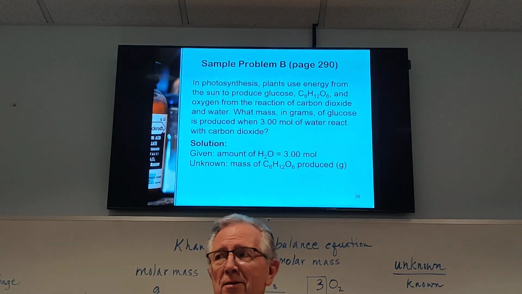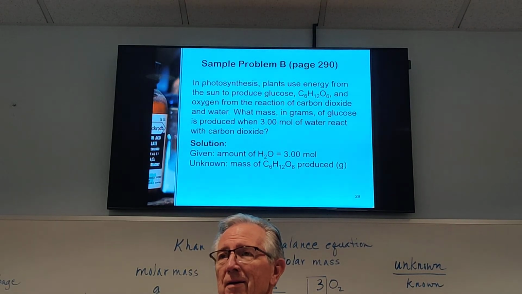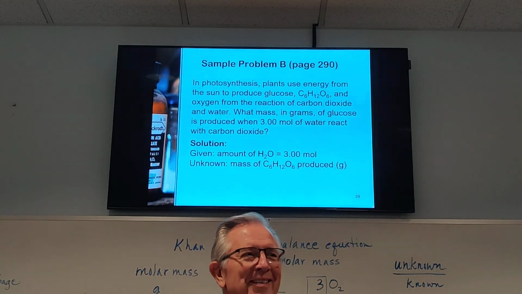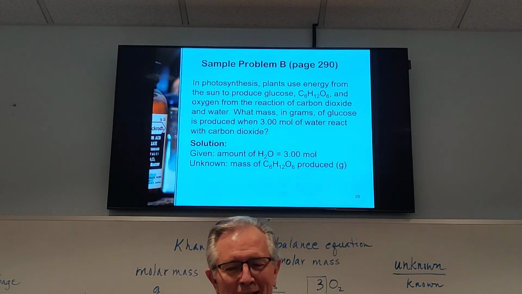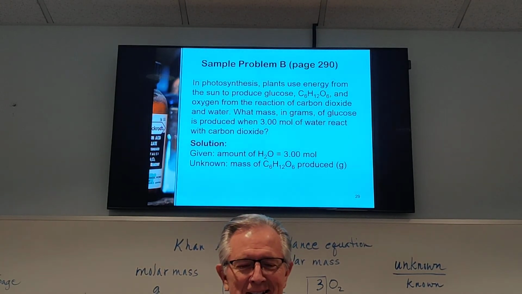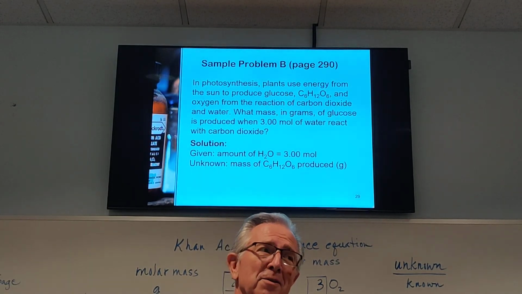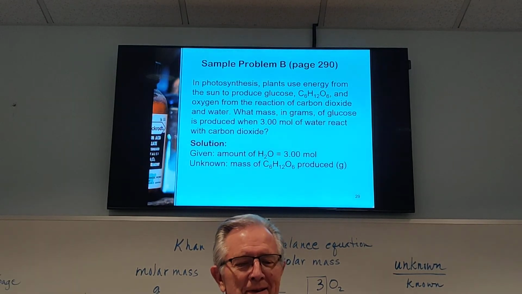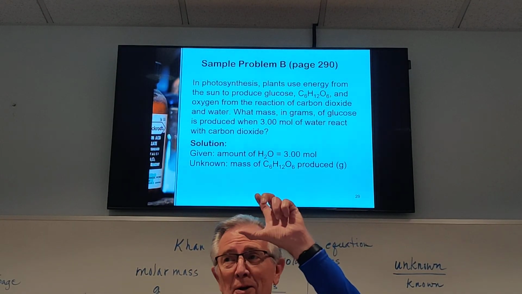It tells you here what the products are. What are they? What are the products? What are the products? Well, it's up there on the board. Carbon dioxide. Well, that's one of the reactants. Oxygen. Yep, oxygen's one of them. O2 is one of them.